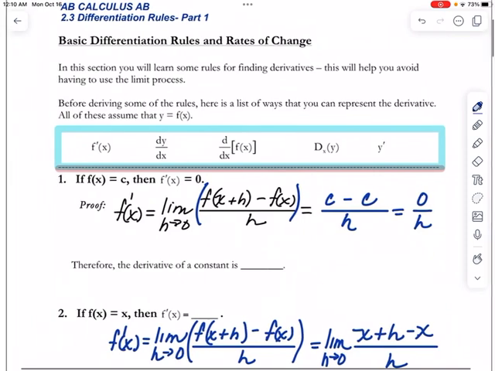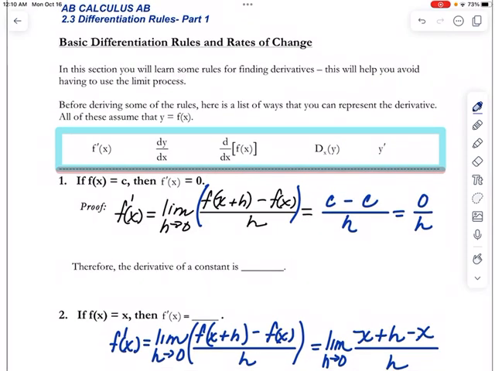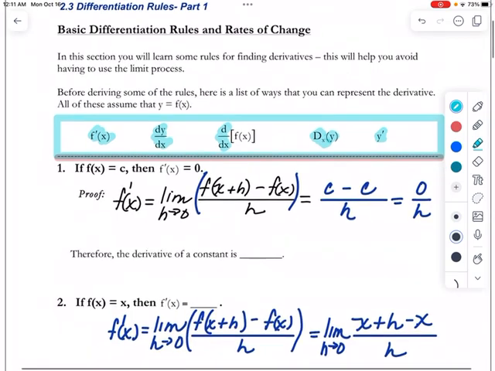Before deriving some of the rules, here's a list of ways that you can represent the derivative, and assume that all of these functions are y as a function of x. So if you look across the top, you've got f of x, and then you have f prime of x. F prime is the derivative. dy/dx, that's the Leibniz notation. And this middle one is taking the derivative with respect to x of the function, so it's really an operator. This is the derivative with respect to x of y, and then y prime is, of course, very common.